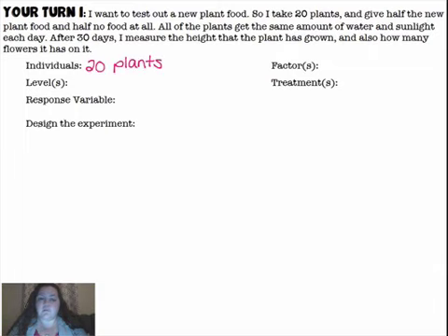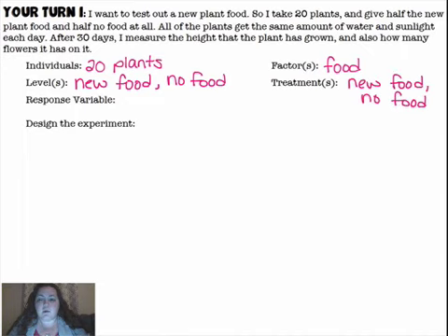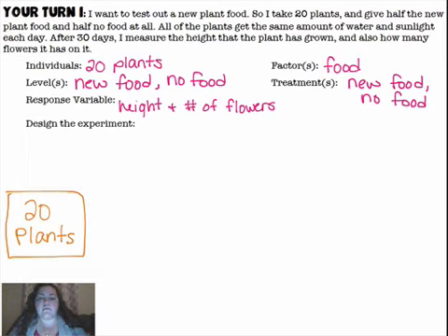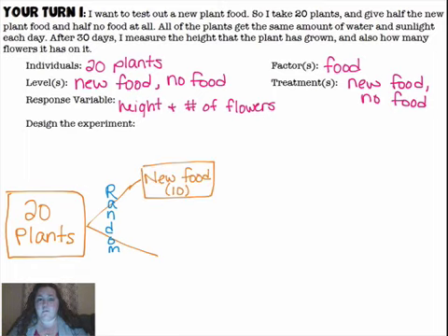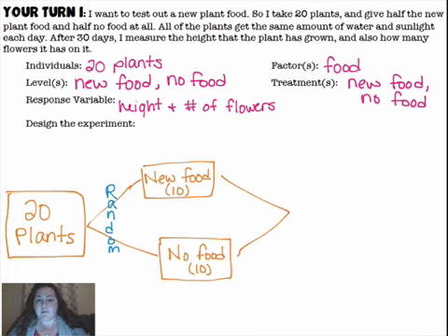So my individuals are the 20 plants. My factor is food. So I have the new food or no food. My treatments are the new food or no food, because there are no different levels. My response variable is the height and number of flowers. So I'm going to make my design. So I have 20 plants. I'm going to randomly assign those 20 plants into either the new food, there'll be 10 there, or no food, there'll be 10 there. And then I'm going to compare the height and flowers.